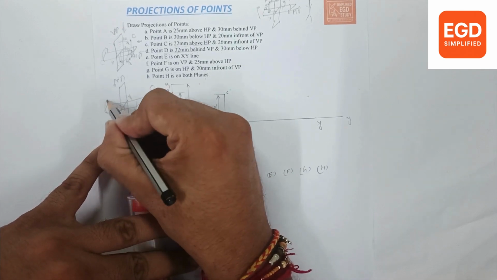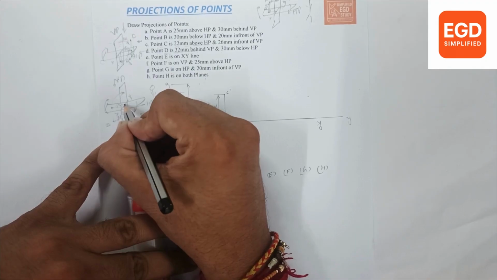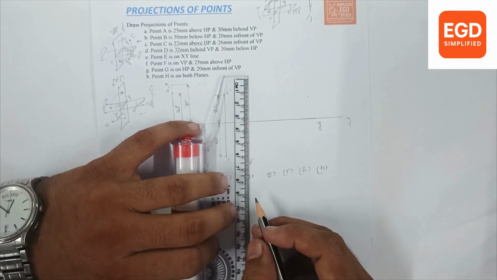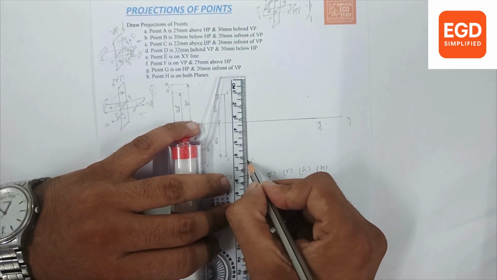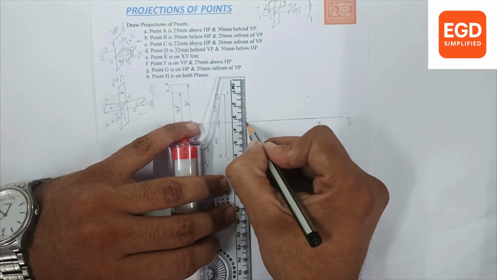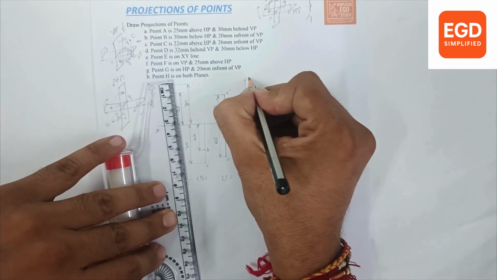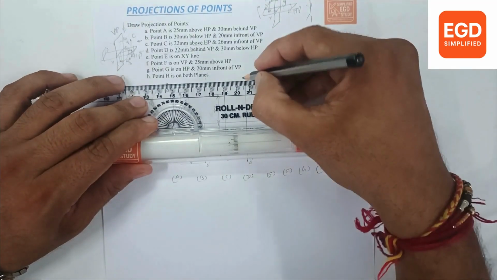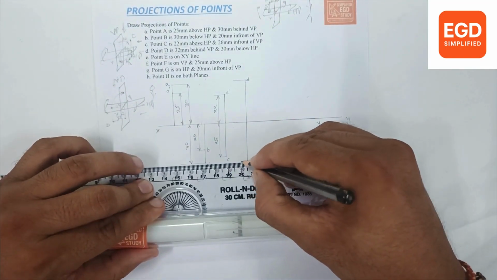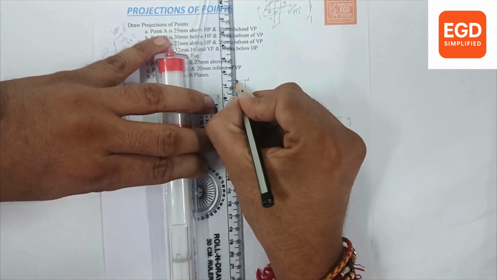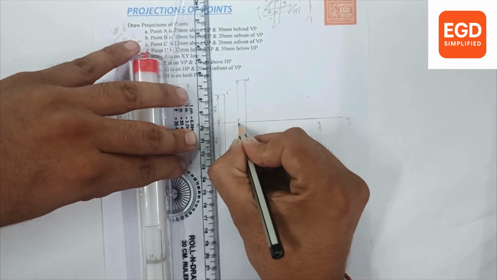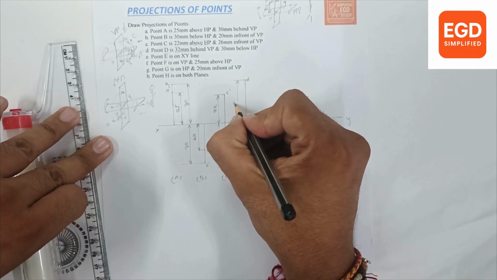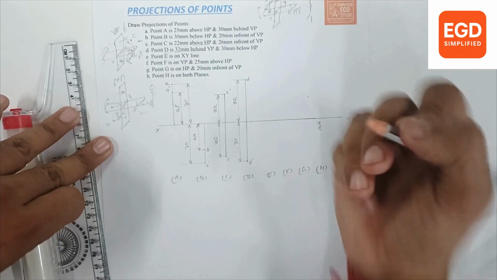We will rotate the horizontal plane in clockwise direction, so this point will rotate and come above the XY line. So 32 mm, 32 mm behind VP means above the XY line. Give the projections. 30 mm below and 32 mm behind.